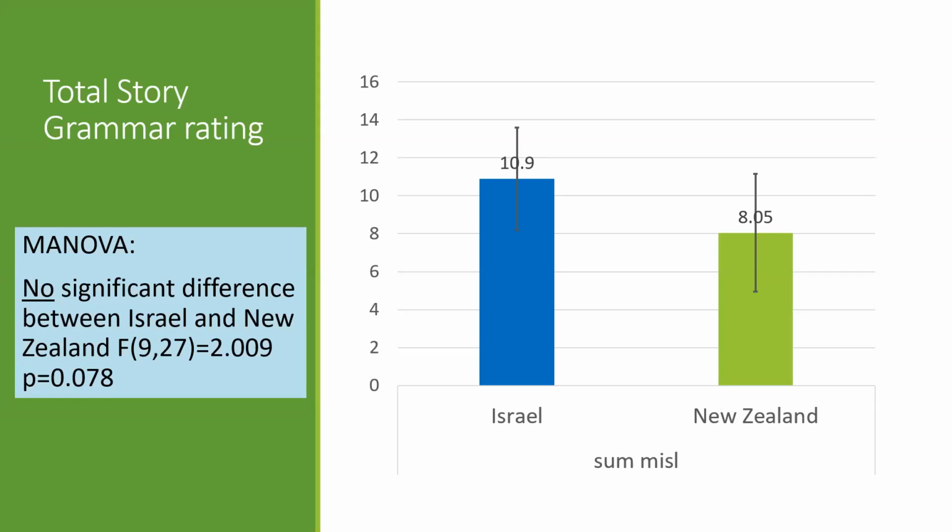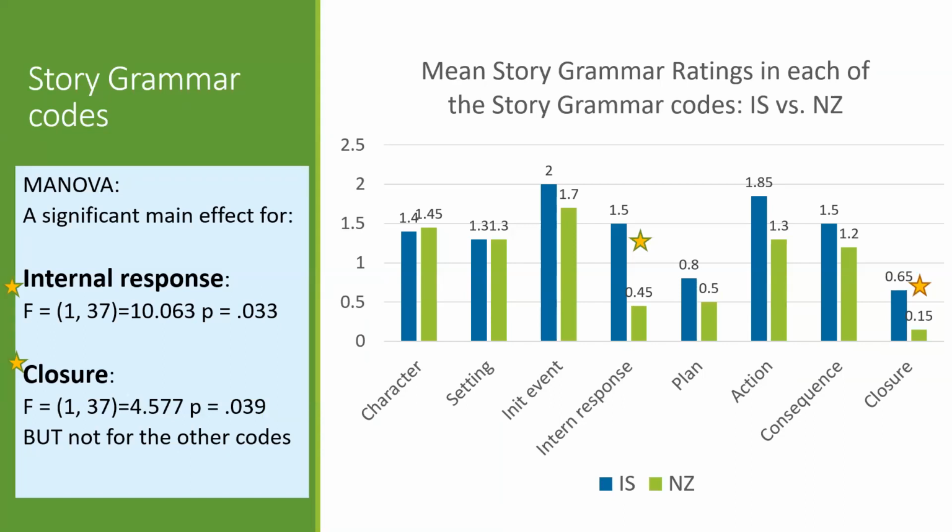Here we see the total story grammar rating, Israel versus New Zealand. We can see that Israeli children demonstrated higher story grammar rating than the New Zealand children. This difference was not significant, but it was borderline, 0.78. Here we see the score of each of the story grammar codes separately.